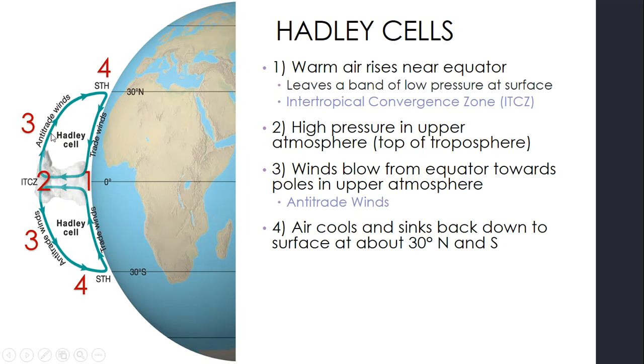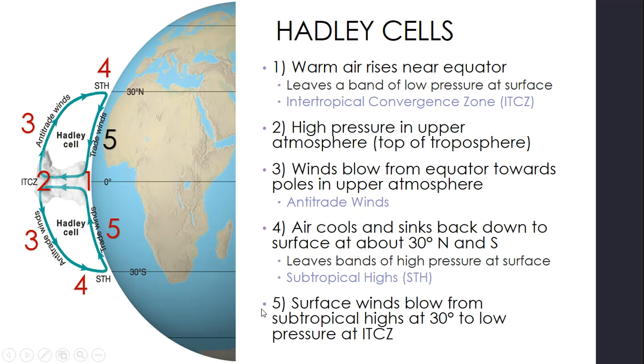And then because the air has risen up, it's going to start to cool and sink back down, usually at about 30 degrees north and south latitude, respectively. And this leaves a band of high pressure at the surface. And so you get these subtropical highs right here. So areas of high pressure.